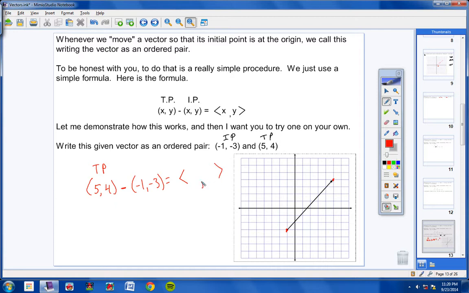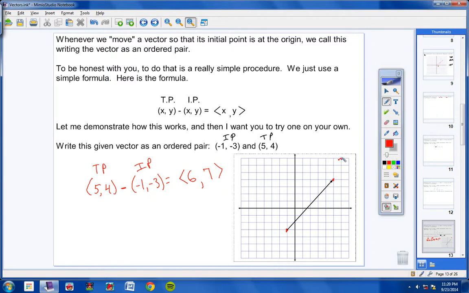You'll have the vector written as an ordered pair. So here we go. 5 minus -1, that's 6. It's easy to do. 4 minus -3, that's 7. So let's go plot that point real quick. 1, 2, 3, 4, 5, 6. 1, 2, 3, 4, 5, 6, 7 right here.